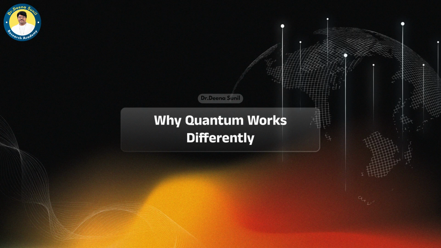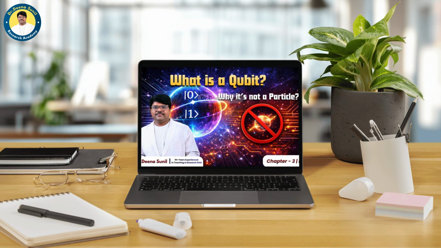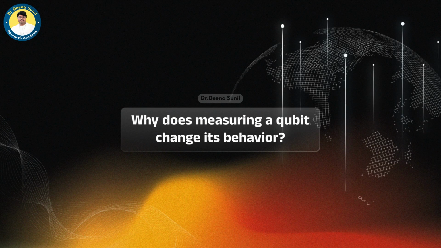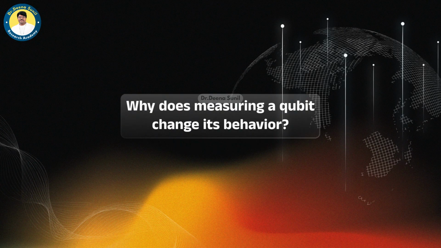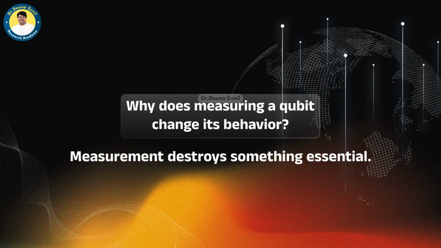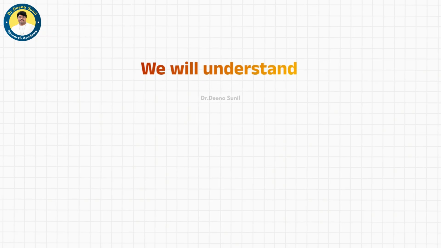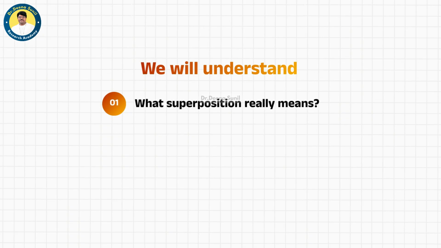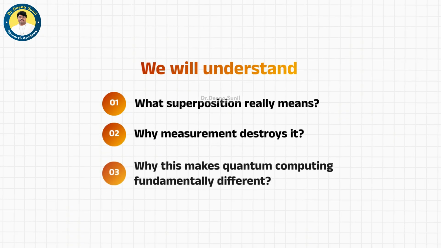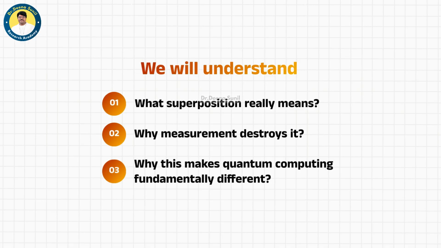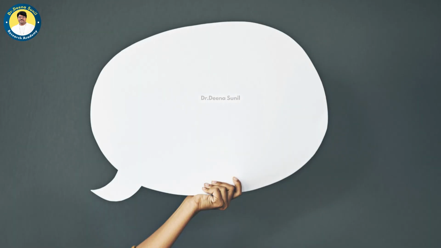Why quantum works differently? In the last video, we ended with a very important question. Why does measuring a qubit change its behavior? The answer was measurement destroys something essential. That something is called superposition. So today, we will understand what superposition really means, why measurement destroys it, and why this makes quantum computing fundamentally different.